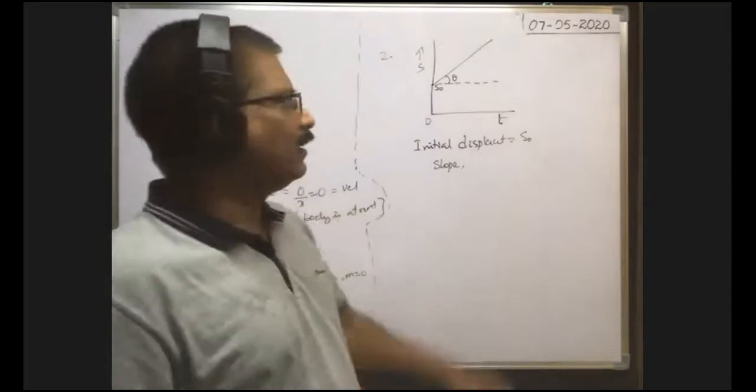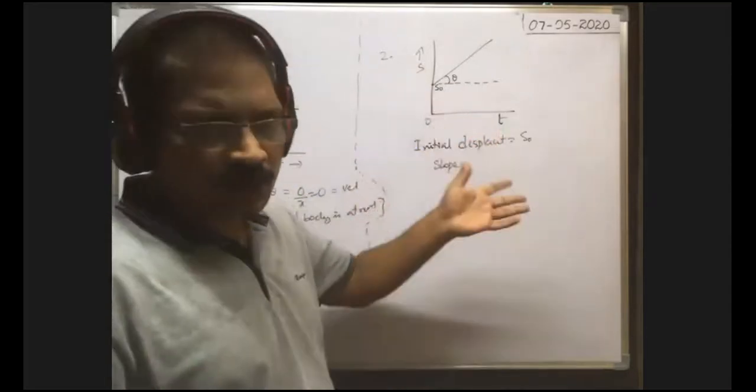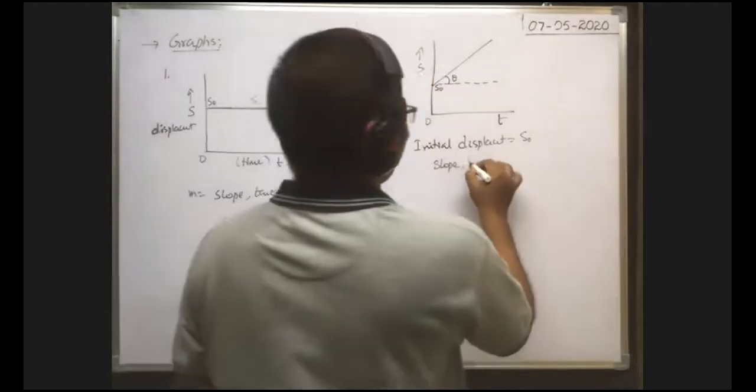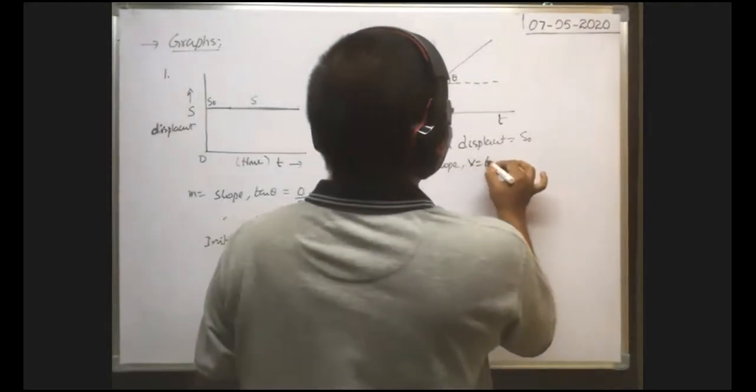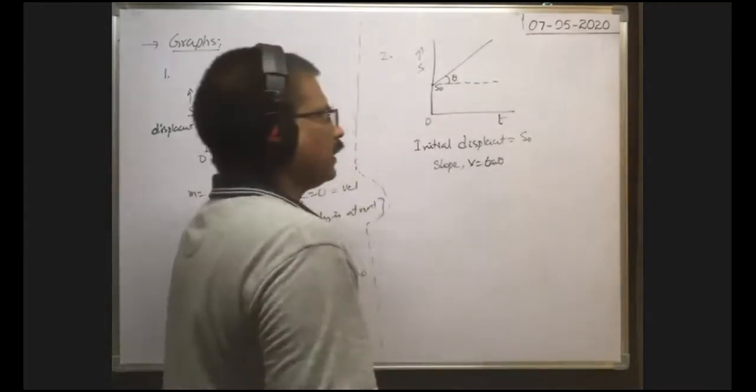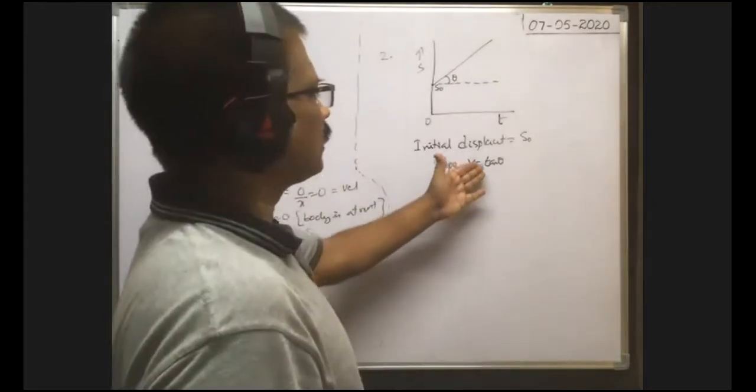Slope of the straight line. It is also a displacement time graph only. So slope is equal to velocity, no? So slope is equal to V, that is equal to tan theta. So slope is equal to velocity, that is equal to tan theta.